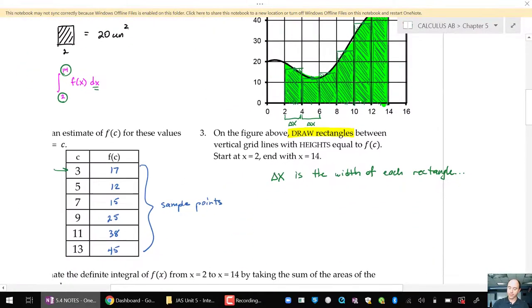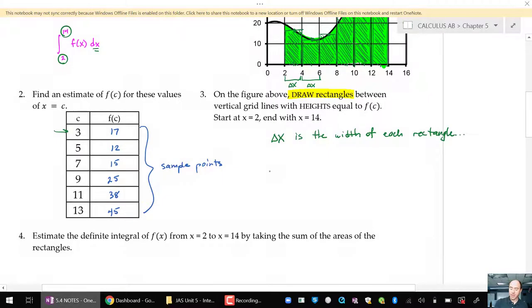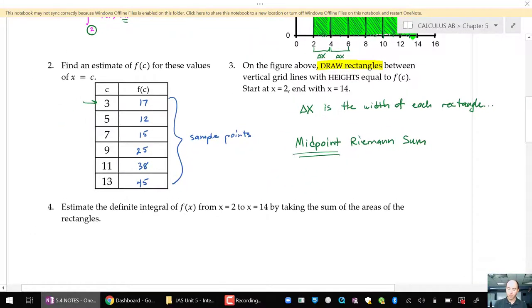Specifically, this one is a midpoint Riemann sum. Midpoint because we used sample points that were at the exact center, the middle of my delta x values. If my delta x's were 2, then I would want to go halfway between my 2 to find, in this case, 3, and then 5, and then 7, and those sample points would be the midpoints of all of those intervals. So where do we go from here?